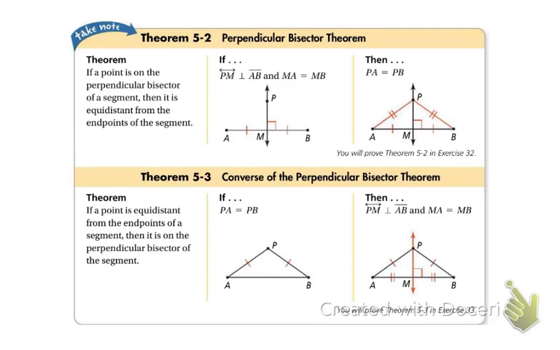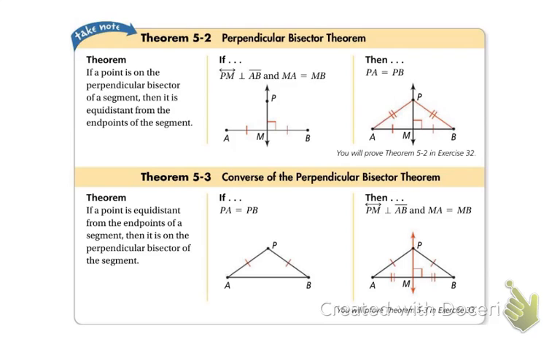Okay, so this is 5.2 of geometry. We got a few theorems here. Theorem 5.2, the perpendicular bisector theorem, says if PM and AB are perpendicular, and MA is equal to MB. So basically if PM, the up and down one, is a perpendicular bisector, it's perpendicular and it bisects a segment, then if we connect PA and PB, PA is congruent to PB.